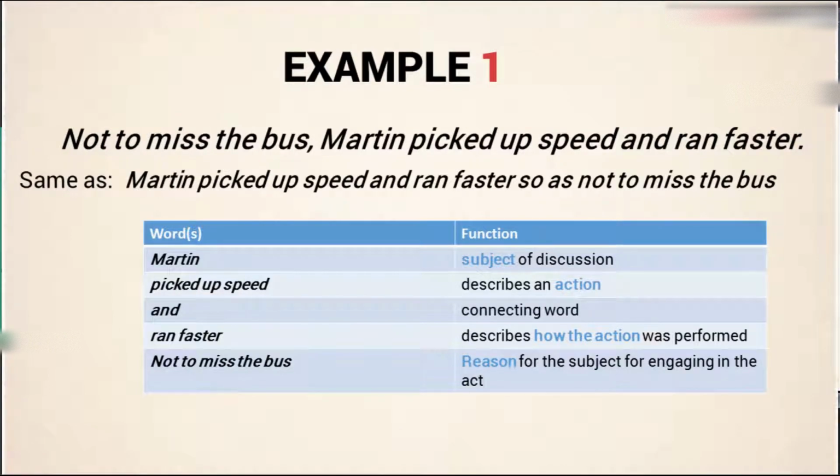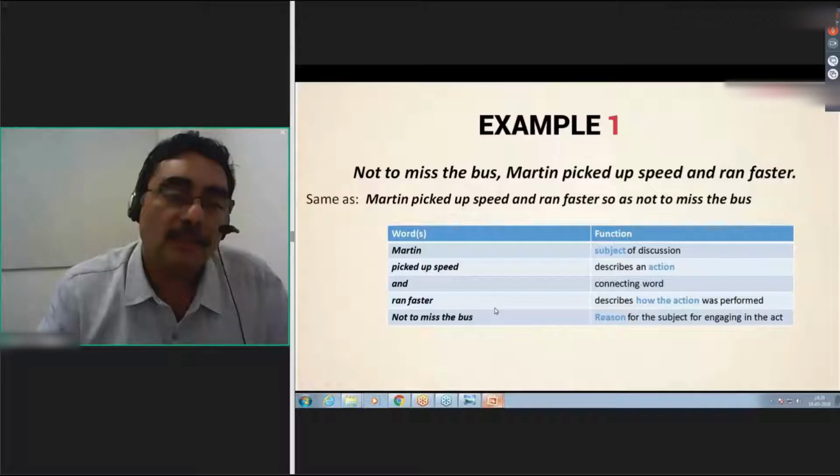Then what does he do? He picked up speed and ran faster. So this is the action that he took. The words "ran faster" are adverbs, or they tell us how he performed that action. He could also have run at a gentle pace. He could have sprinted, and so on.